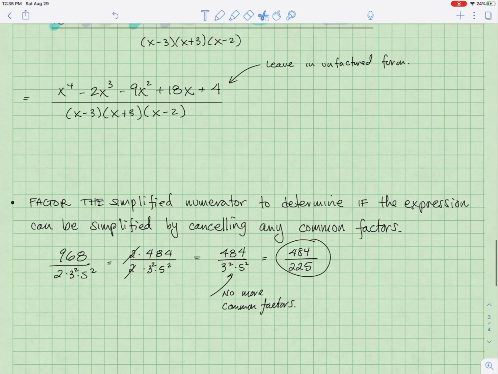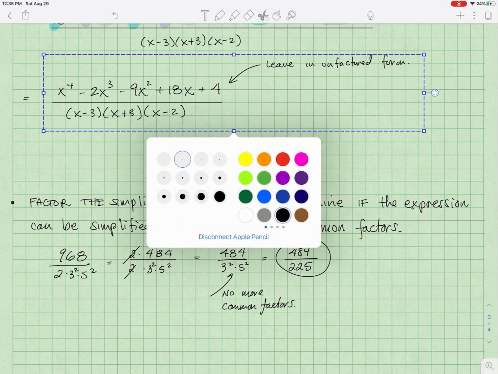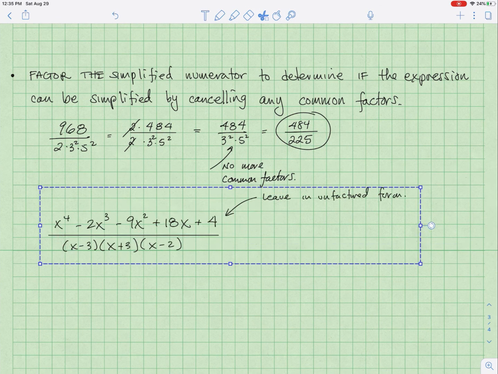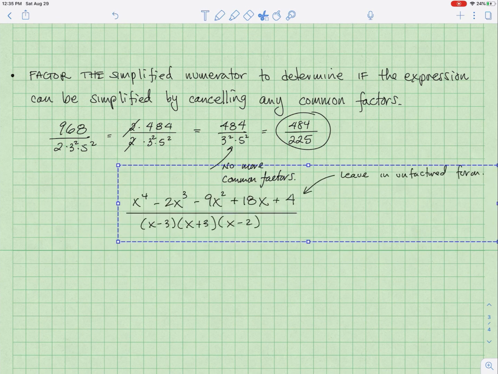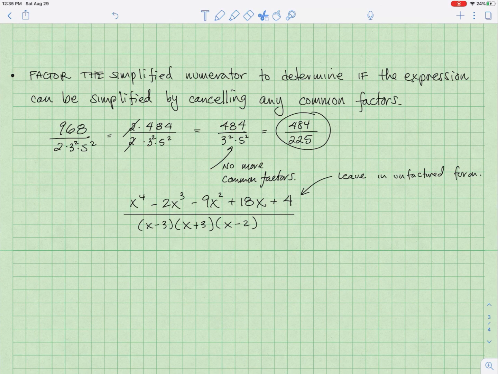And as I said before, in a similar fashion, we would try to do something like that here. However, we're going to leave it in unfactored form because we simply can't factor that at this time. We might be able to do it in the future, but as of right now, it's not the case. Okay. So those are the guidelines. We're going to do some examples following those guidelines in the next video.